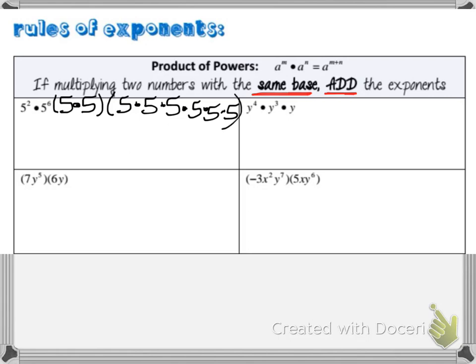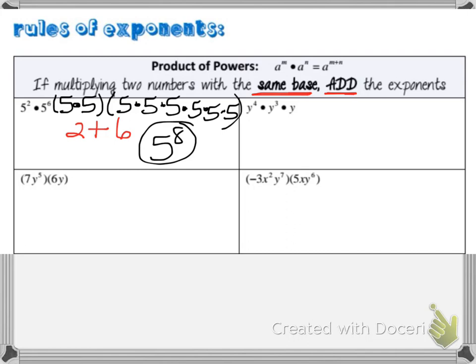Now, all you have to do is just count how many 5s you have. Notice that in the first set of parentheses, we have 2 5s here. We have 6 5s here. All you have to do is add them together because you have a total of 8 5s. So that answer is going to be 5 to the 8th power. And you're finished. Now let's move over to the y's.